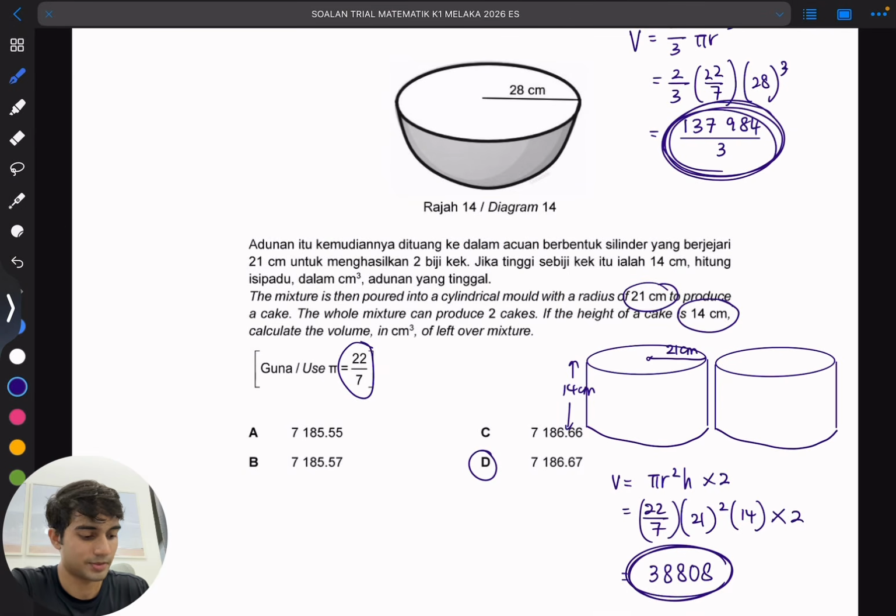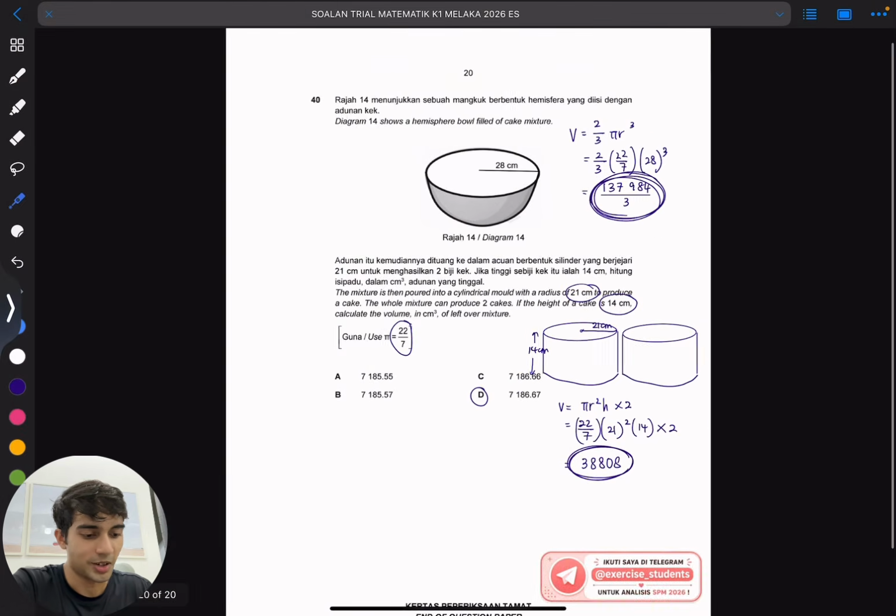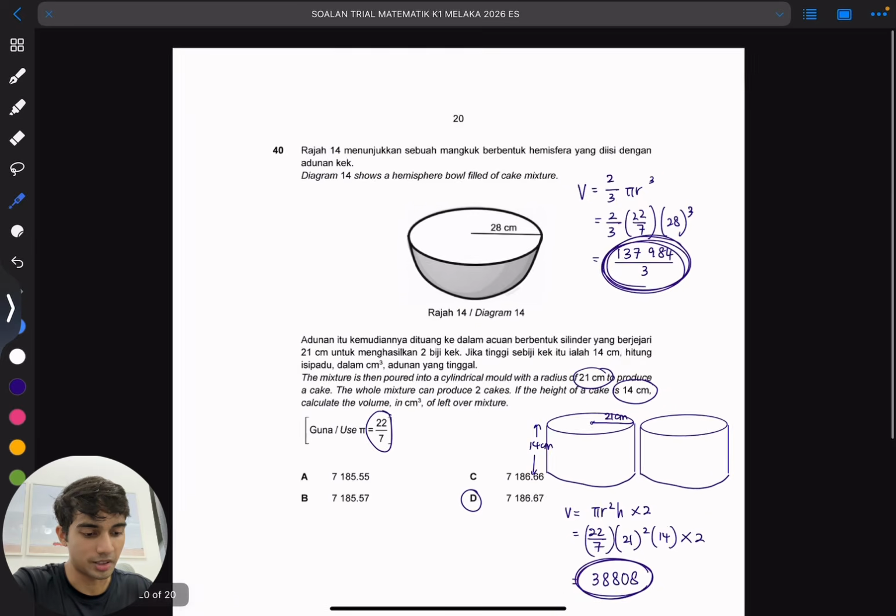Done. Wow, the answers given are so close. This one 6. So you have to really make sure it's correct lah. It's so close. Alright, that's it for this paper.